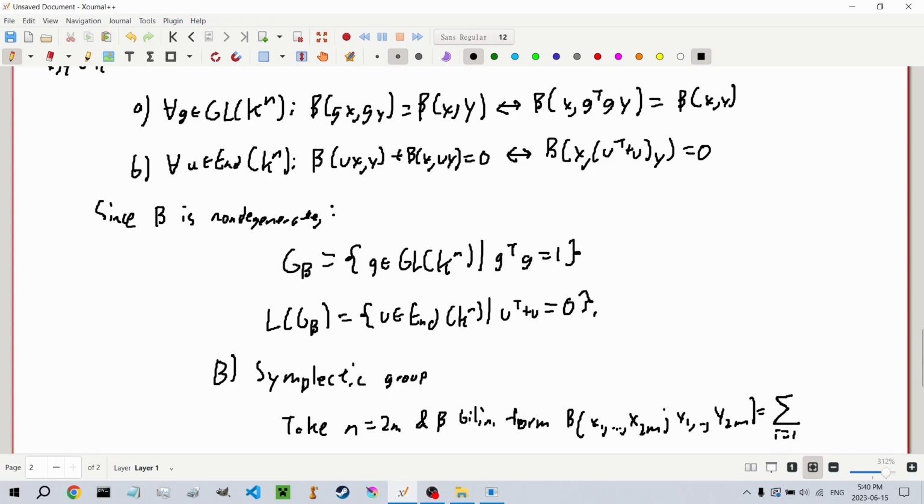Hang on one second. Yeah, another notational error, that's always fun. The sum over i from 1 to m of x_i y_{m+i} minus x_{m+i} y_i.